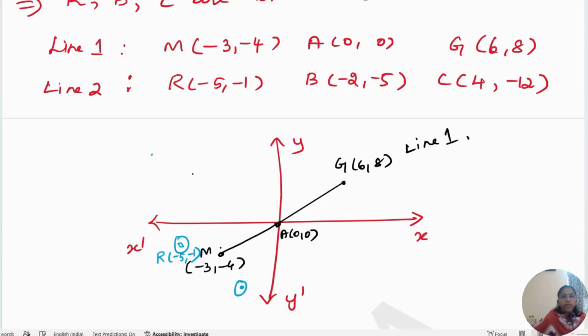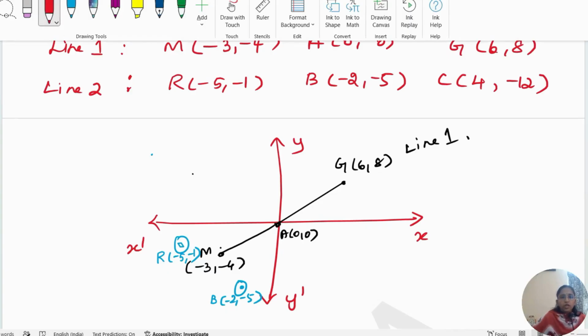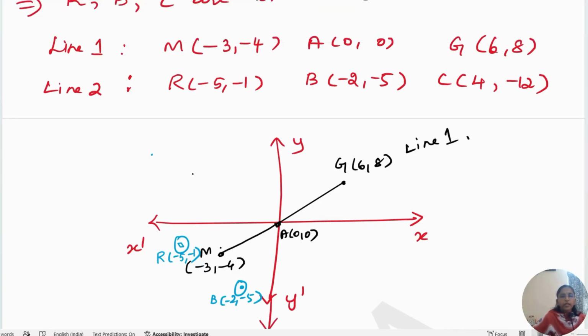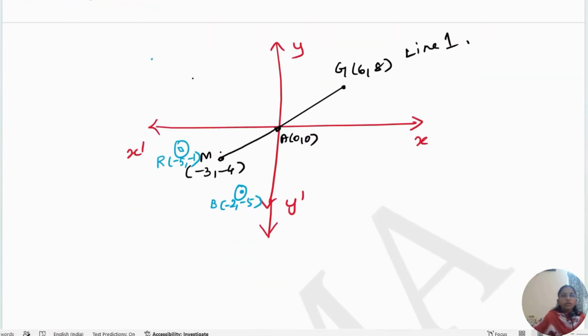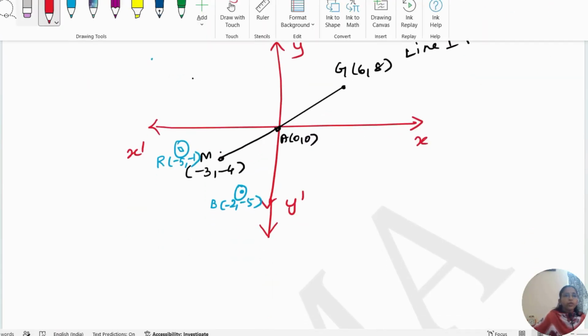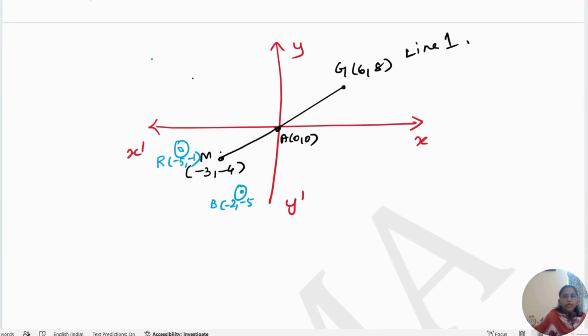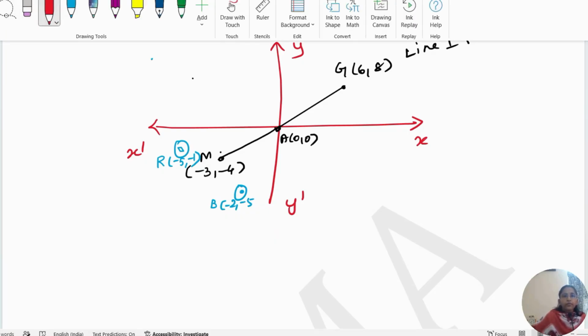So here we are having B as minus 2, minus 5. And C is 4 comma 12. So 4 comma 12 in the sense x is positive, y is negative. So it will be in the fourth quadrant. So approximately this can be well below because it is minus 12. So you can extend your line well below because it has to be done down. Comparatively it is down.